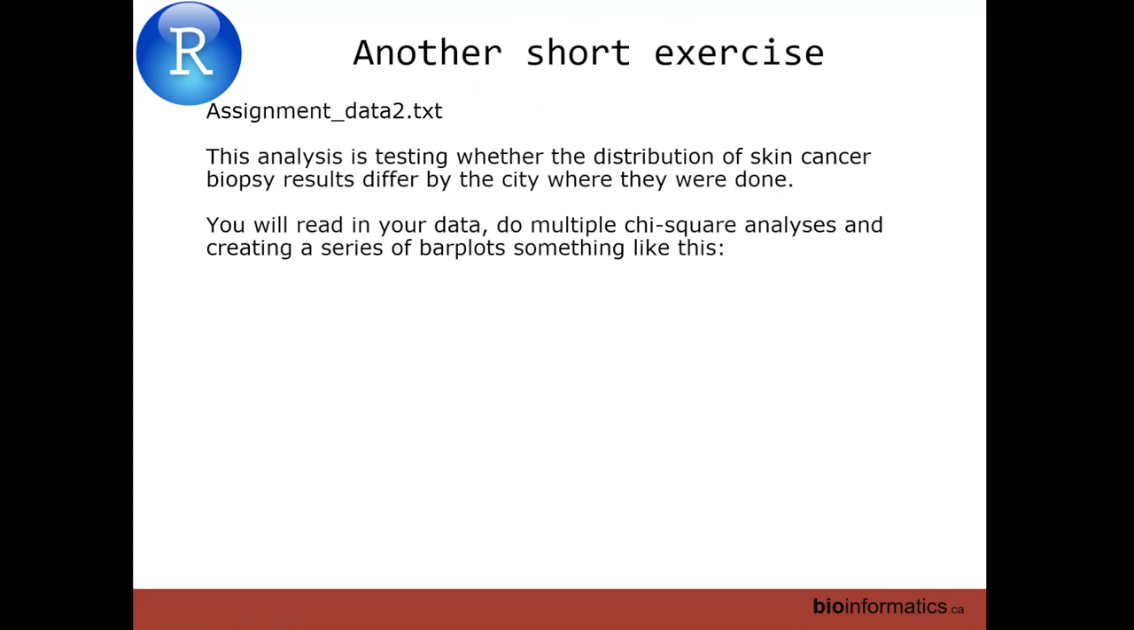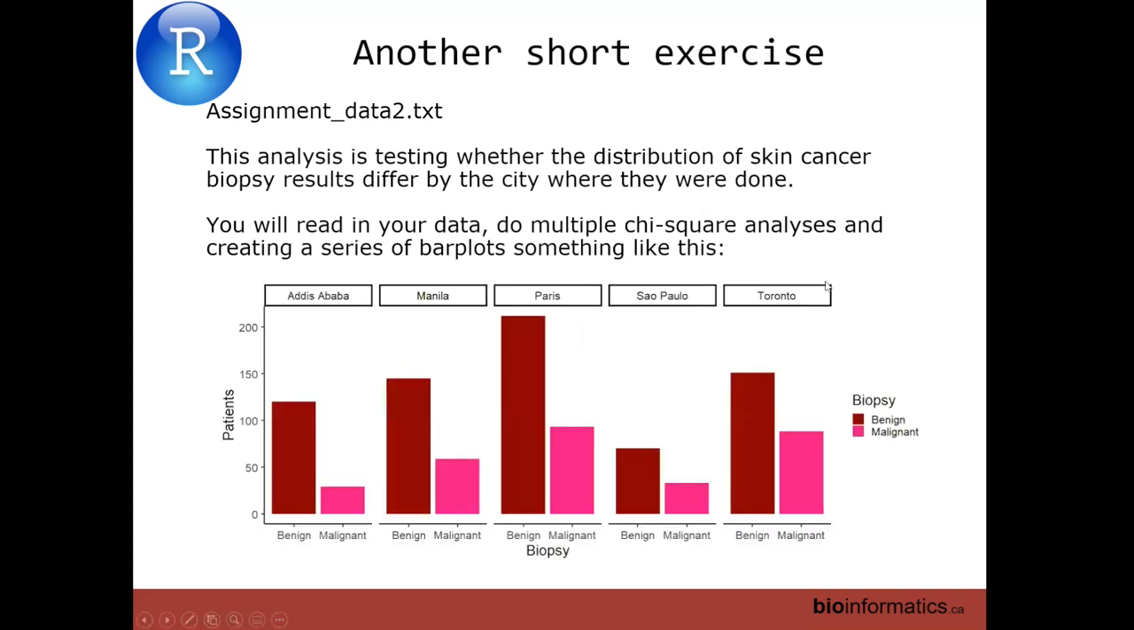Awesome. So for the short exercise, and you're not going to have to do this right now, but I just want to go over it so that it's optional for you guys down the line, and then the solutions will also be posted. And so not today though. You read in your data, you do multiple chi-square analyses. So different from t-test, but we went over how you would do that on a table and create a series of bar plots, something like this. So you can see how this is matching what was done with the box plots previously. But it just gives you an opportunity to redo an experiment with and try out more of what we've been practicing already.